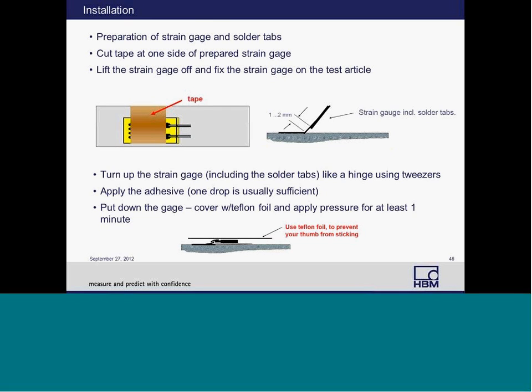Next, when we prepare our strain gauge and solder tabs, you can take a piece of tape on one side of the prepared strain gauge and then lift the strain gauge off and apply it to the test article so that it's up at a hinge. So we're going to turn the strain gauge up using the solder tabs as a hinge type of setup. Apply the adhesive, usually 1 drop is sufficient, and then put down the gauge. We cover this with a Teflon foil and apply pressure for at least 1 minute in room temperature type environments.